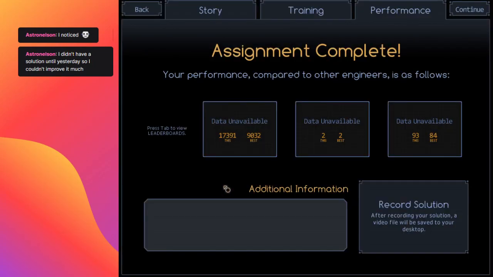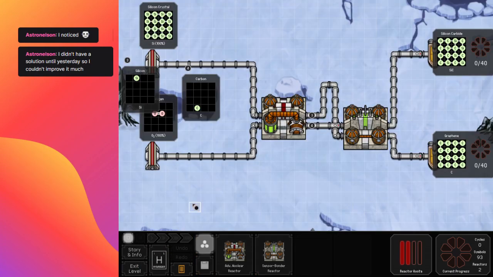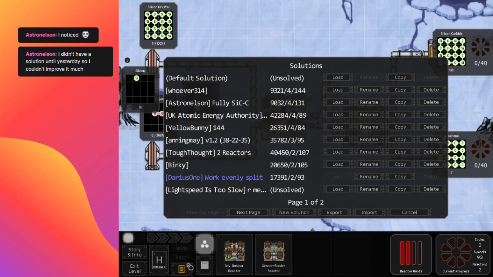So 2 reactors, 17,000 cycles, so slightly faster. 93 symbols, which is a bit of a jump down from Binky's previous solution of 105. But yes. It's rather fascinating that this is 2 almost 1 Waldo reactors joined together. Coming up next is light speed is too slow, which is GG Gall and Big Mango Head.